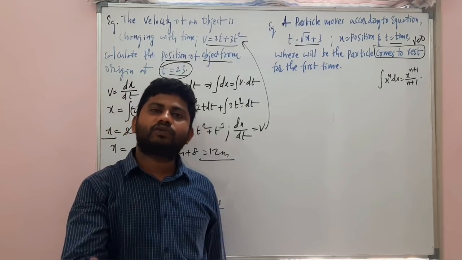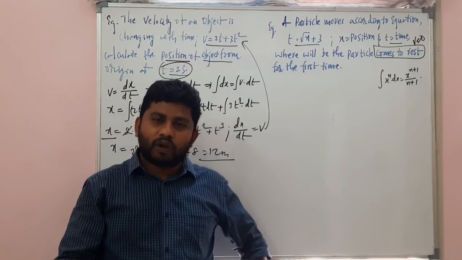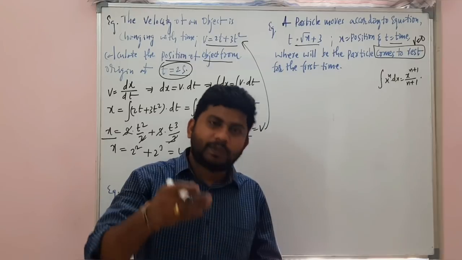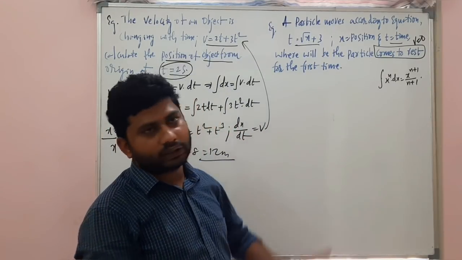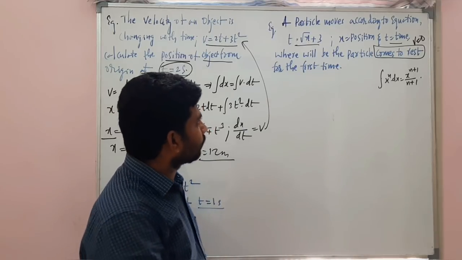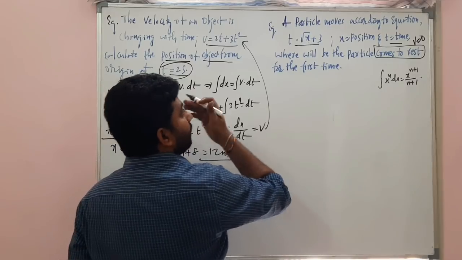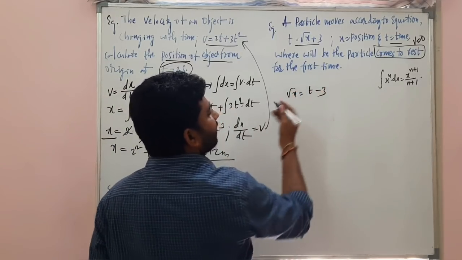Why will the body come to 0 velocity? Then there are many possibilities. If a body is moving with uniform retardation, what happens? Slowly the speed reduces and finally becomes 0. So that's a possibility. Now, look at here. Root x is equal to t minus 3. Can I write like this?